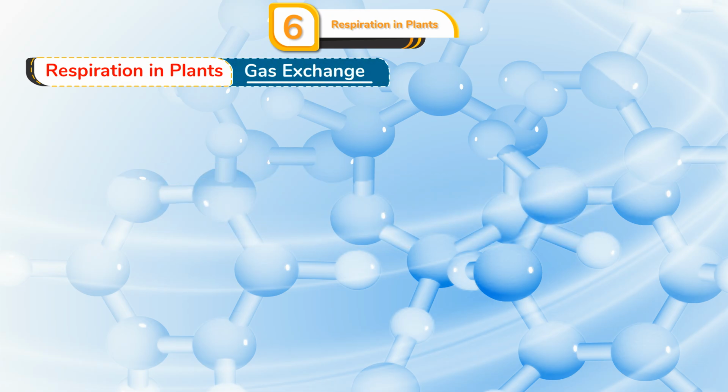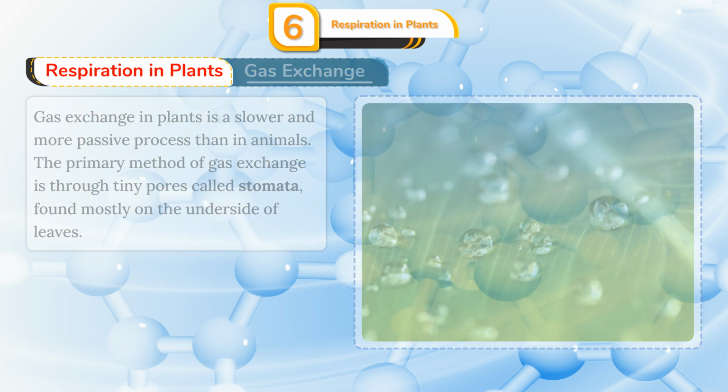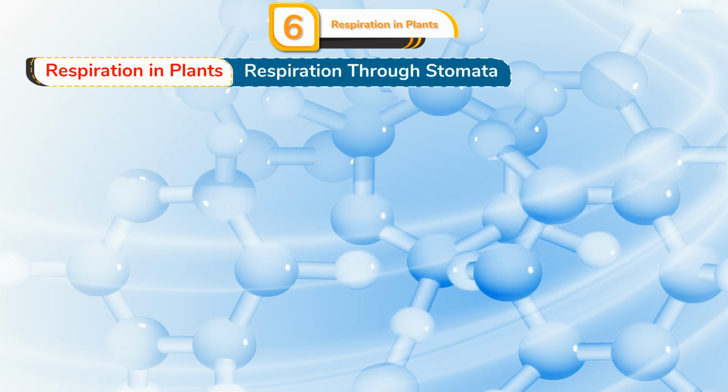Gas exchange. Gas exchange in plants is a slower and more passive process than in animals. The primary method of gas exchange is through tiny pores called stomata, found mostly on the underside of leaves. Respiration through stomata.